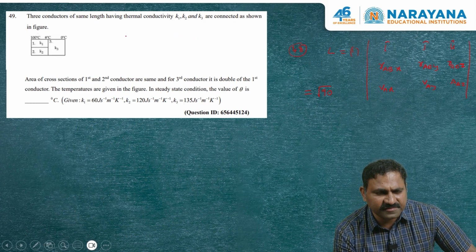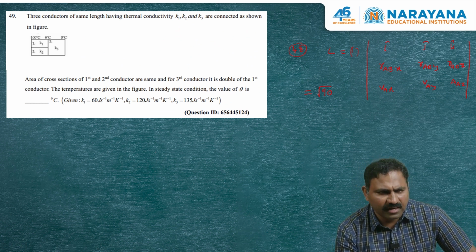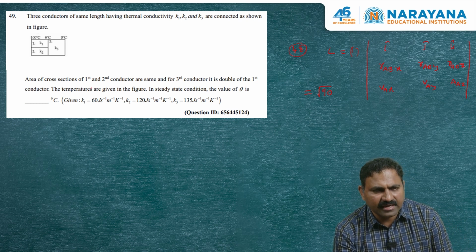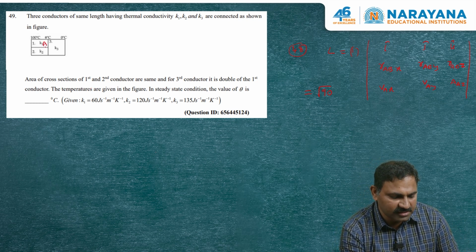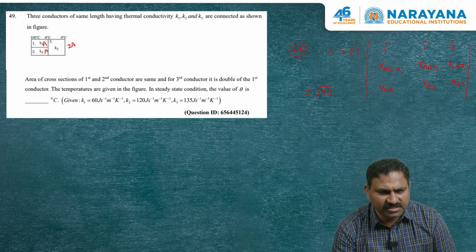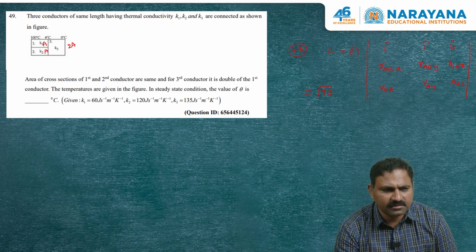Three conductors of the same length having thermal conductivity K1, K2, K3 are connected as shown in the figure. The areas of cross section of the first and second conductors are the same. Let us say this is A, this is A, this is 2A, and for the third conductor it is double that of the first conductor. The temperatures are given in the figure. In steady state condition, the value of theta is.